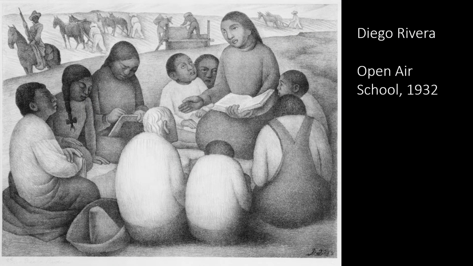Rivera did an earlier print called Open Air School in 1932 that also had adults and children. The school children could be the future and the adults could represent the present. The teacher here could represent education as a path or connection to lead to a brighter future, and the guard here with the rifle could represent forces trying to keep things the same. What do you think could be the teacher and the guard in the Diego Rivera mural? Let's keep searching.